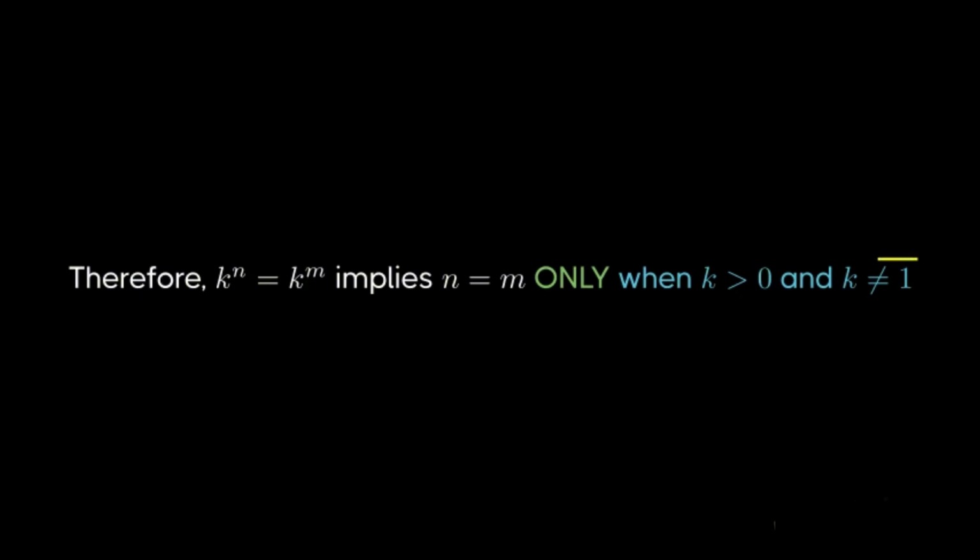These constraints are mathematically necessary because we've just demonstrated that when k equals 1 or when k equals 0, we can have different exponents that yield the same result. The uniqueness property of exponents only works when k is positive and not equal to 1.